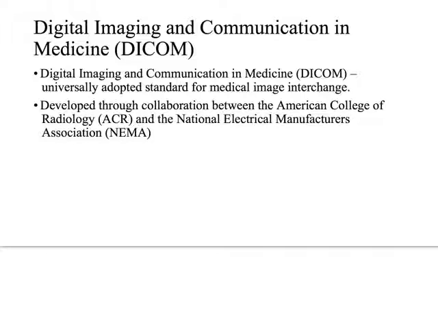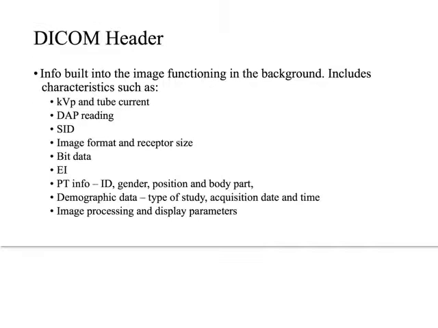So let's talk a little bit more about what all the DICOM format provides. There's always going to be a header. And this is typically in the background, so it's not apparent always in the image itself. But built into the image, there's data behind it that can record everything from KVP and tube current to a dose area product, perhaps even the SID, depending on the machine that you're using, image format, receptor size, bit data, even an exposure index, patient info like their ID, gender, what position and body part is imaged, demographic data like when the study was acquired, the acquisition parameters and things like that, as well as some display parameters like the window level and stuff like that.